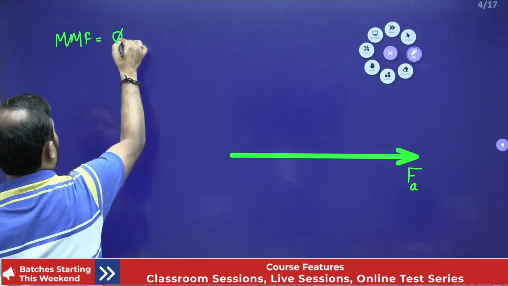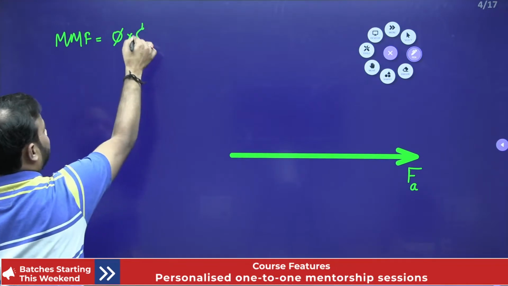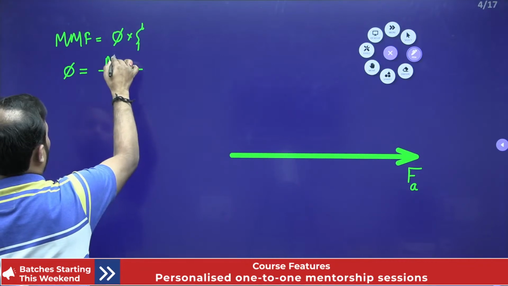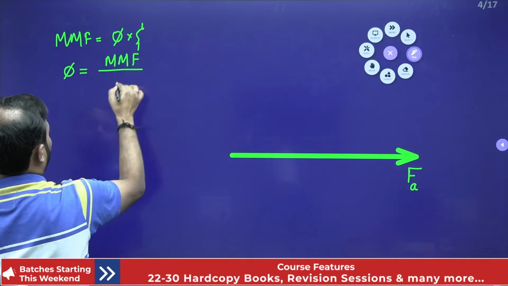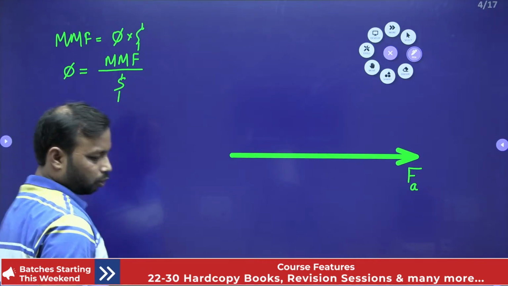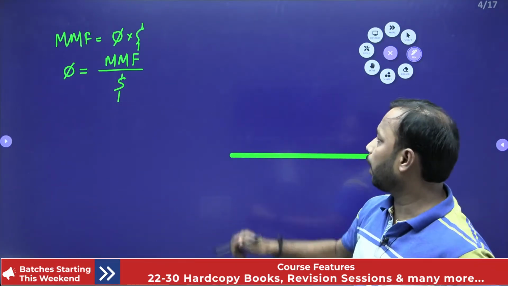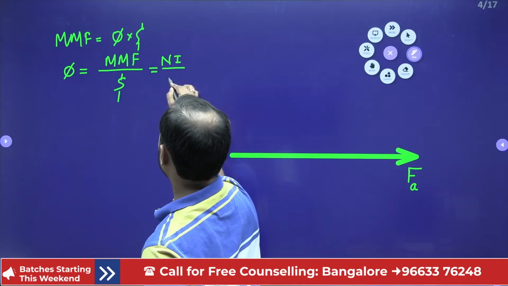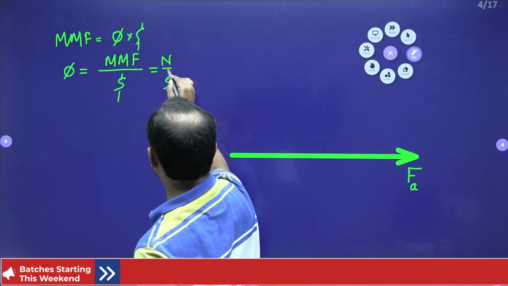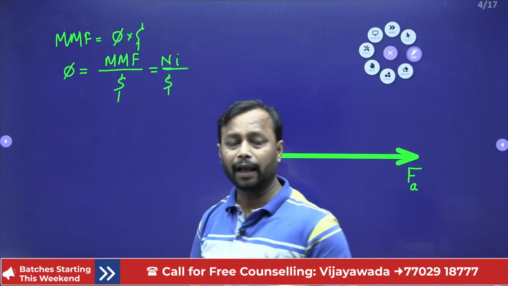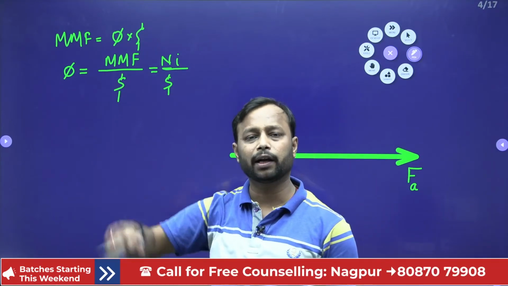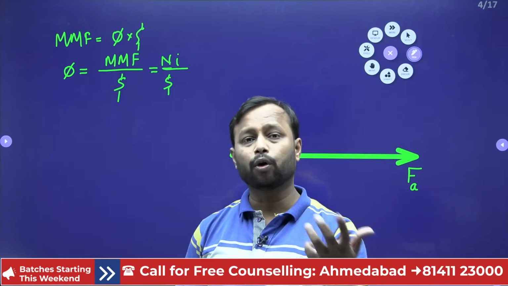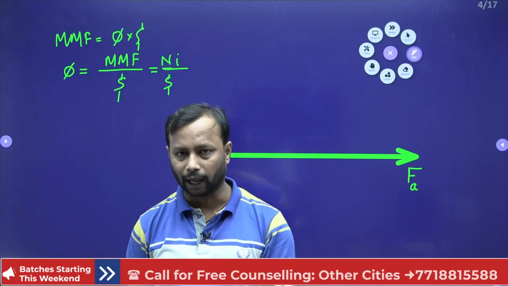Flux is MMF divided by reluctance. So if we are able to produce an MMF, which is equal to N into I, divided by reluctance, then we are going to have a magnetic flux, and this magnetic flux will produce what? The magnetic field lines, isn't it?